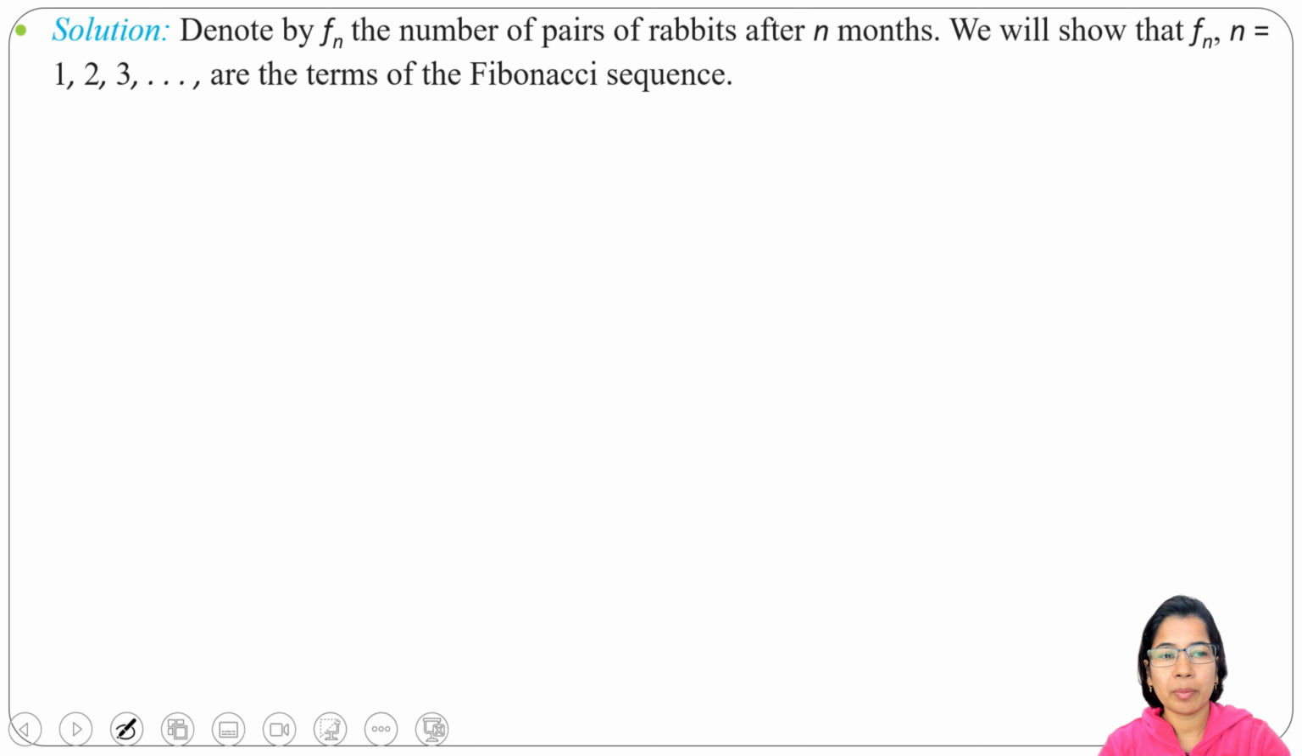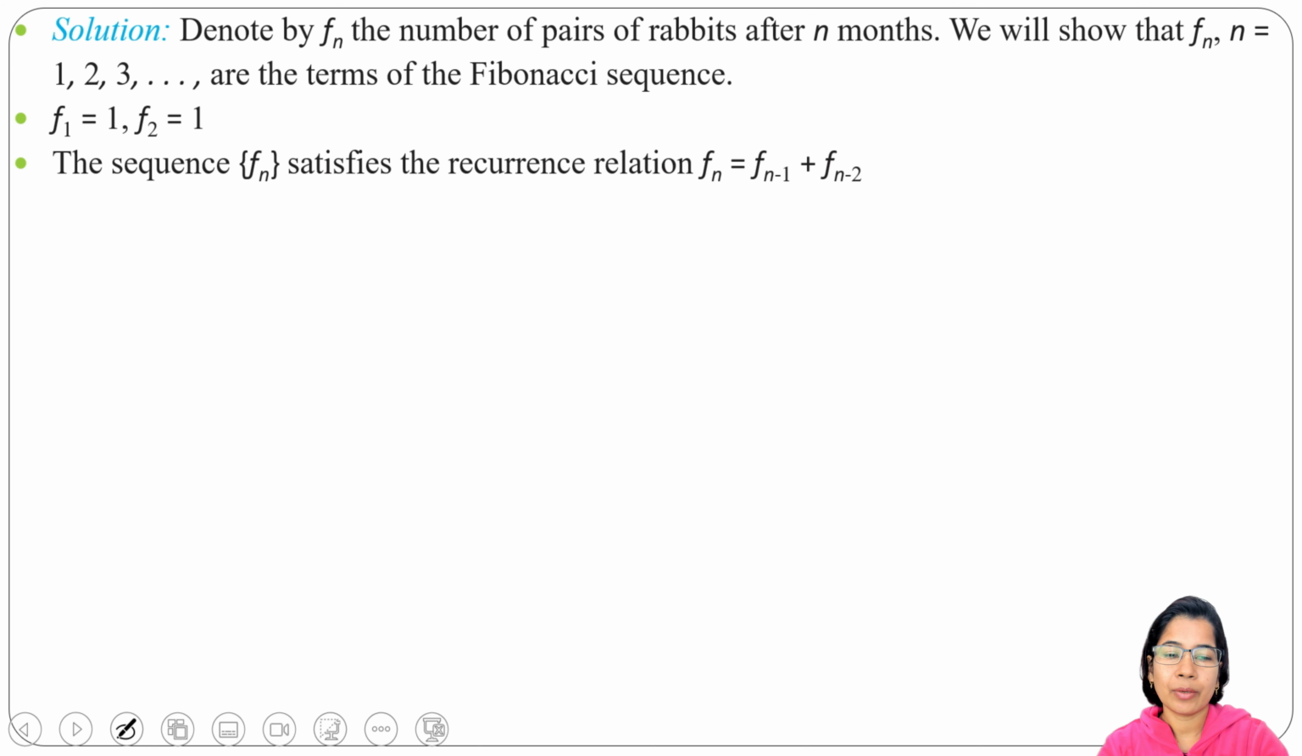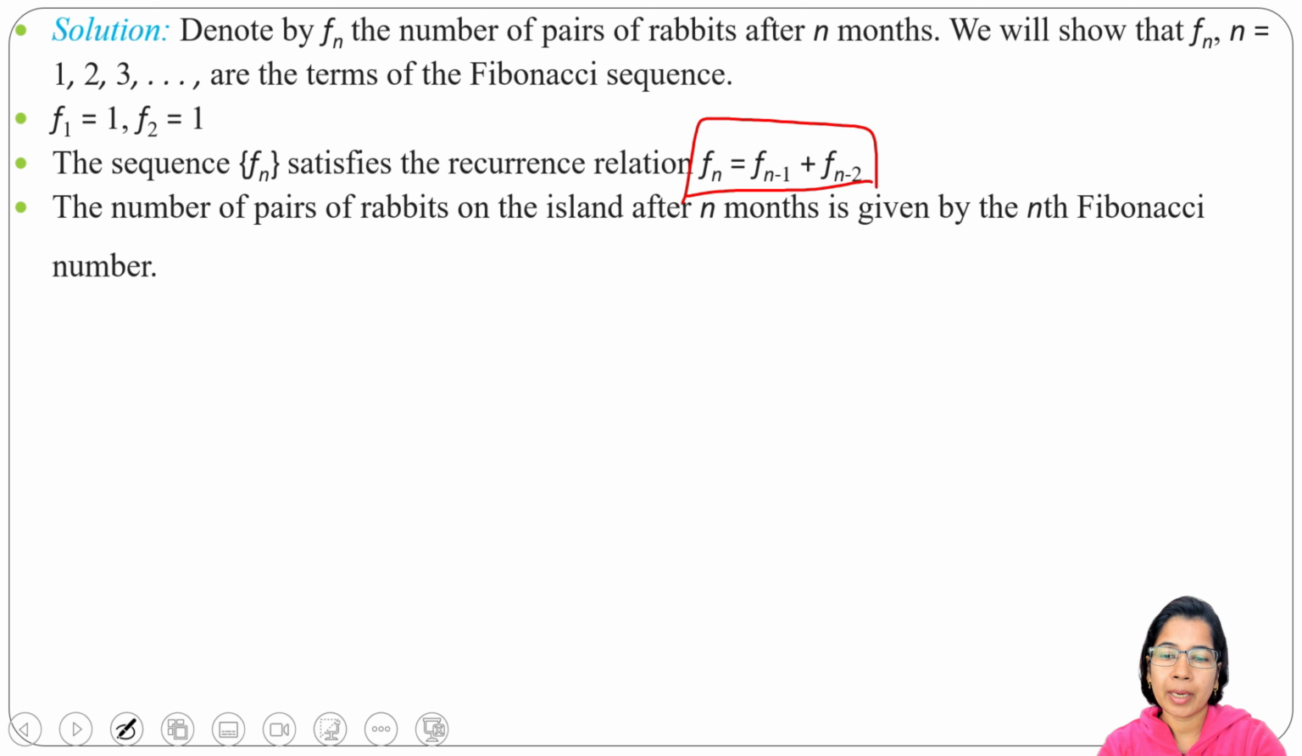So that we can denote by f of n. n can be 1, 2, 3, any number. So f of 1 equals 1, f of 2 equals 1. These are the number of rabbit pairs in the first and second month. Then f of n equals f of n minus 1 plus f of n minus 2. So it is the addition of the previous 2. So the number of pairs of rabbits on the island after n months is given by the nth Fibonacci number, and this number sequence is called the Fibonacci numbers.